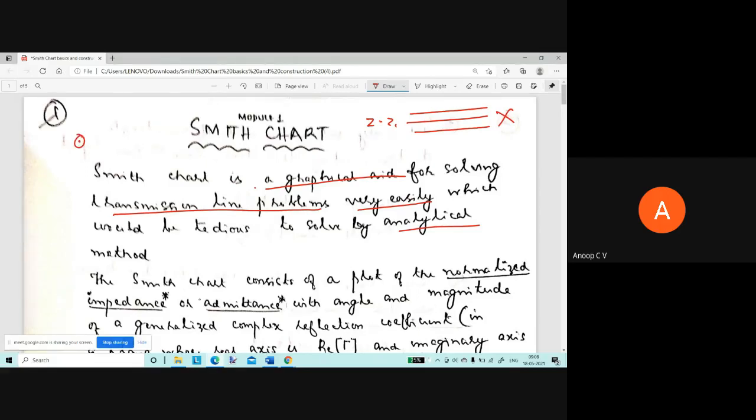Suppose you have a transmission line of length L. When you move from the load end towards the source end, voltage, current, impedance, and even reflection coefficient, everything changes. Only rho will be constant, that is, the standing wave ratio, Vmax by Vmin, will be constant. Apart from that, everything will change, and it repeats every lambda by 2 distance.